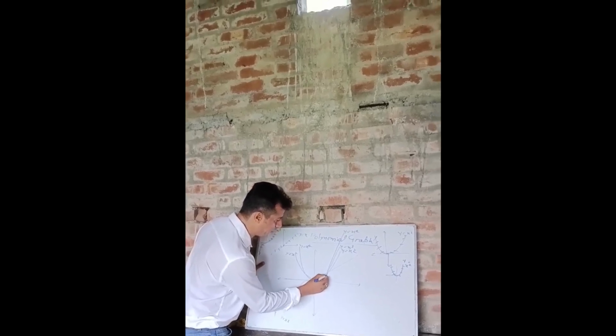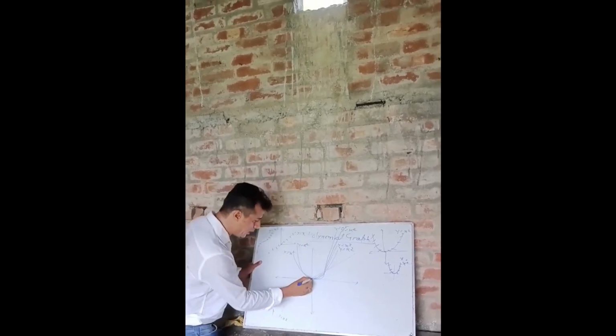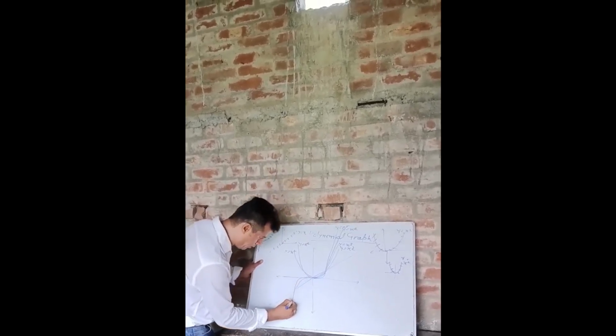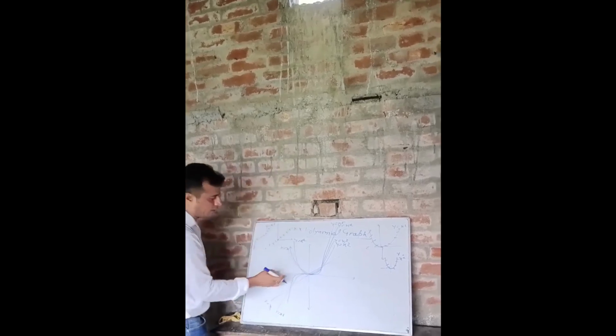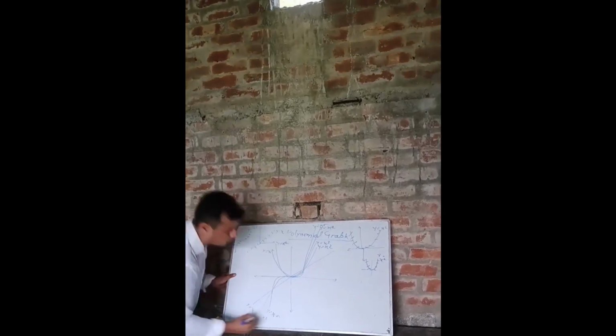There will be one more graph, y equals x to the power 5. It will be going like this. This will not move in this coordinate; it will be all in the third coordinate only. This is y equals x to the power 5.